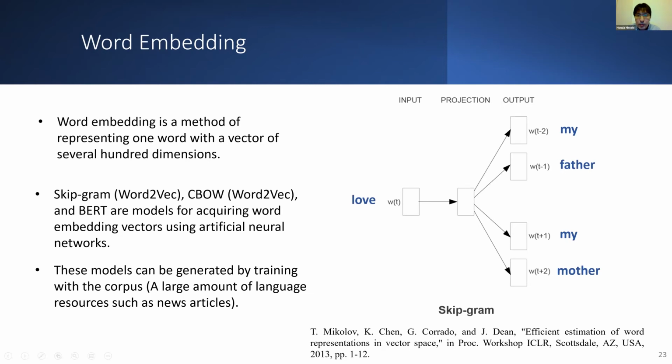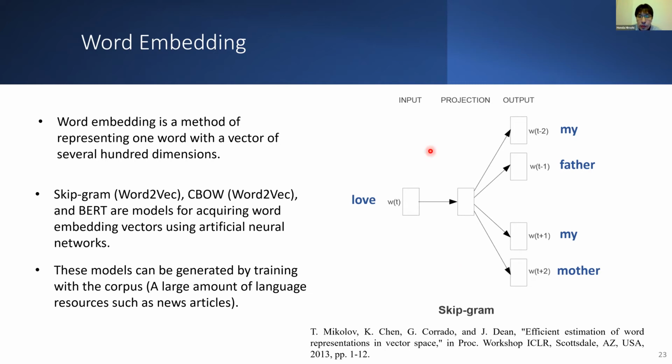Word embedding is a method of representing one word with a vector of several hundred dimensions. Skipgram, continuous bag of words, and BERT are models for acquiring word embedding vectors using artificial neural networks. These models can be generated by training with a corpus. A corpus is a large amount of language resources, such as news articles.